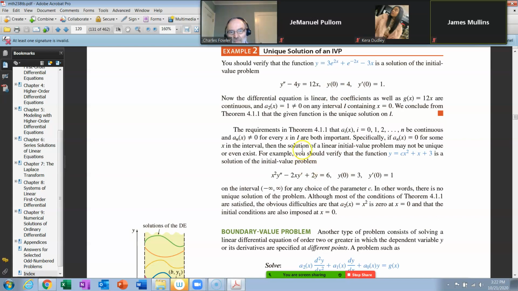Now the requirements of that 4.1.1, that all of those coefficient functions be continuous and that first one not equal to 0 for every x in that interval I are both important. Specifically that one that says that a sub n of x cannot be 0 for any value of x in that interval. Then the solution of the initial value problem may not be unique or even exist if those conditions aren't met. For example, here's a solution of a differential equation. Let's write it down. Let's go back to the whiteboard.